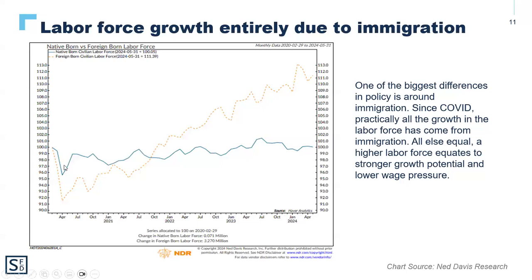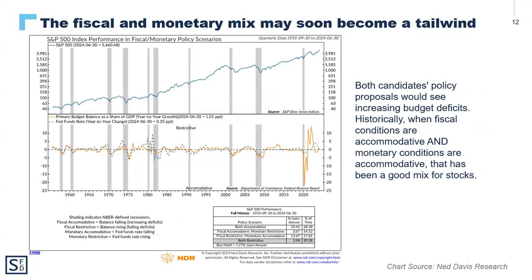Now, the two candidates clearly have differing immigration policies, and there are going to be impacts on inflation regarding those policies. The good news is that under either regime, at least over the next 12 months or so, we're likely to have an environment where the Fed is generally accommodative and fiscal policy will also be accommodative. Historically, when that's been the case, the markets tended to perform better than average. I won't bore you with all of the details from this chart, but that's really what it is describing: when the fiscal mix and the monetary mix have both been positive, stocks have tended to perform well.